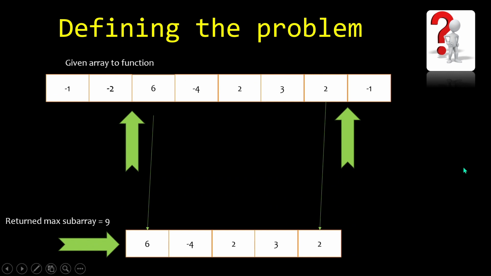Now, defining the problem. We will get an array, and we should find the maximum subarray, the combination that brings us the greatest total. If we add these parts together, this is the solution, which brings us the maximum number, 9. Any other ranges that we take will give us a smaller number.